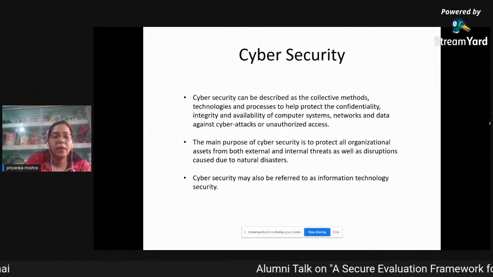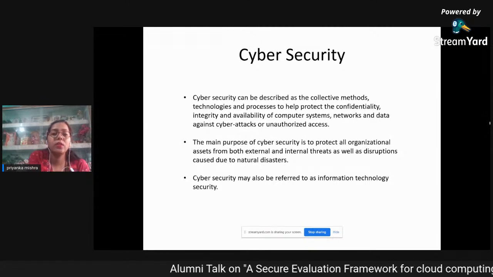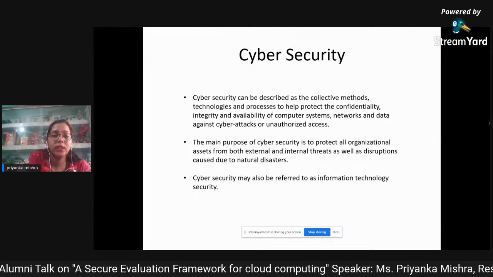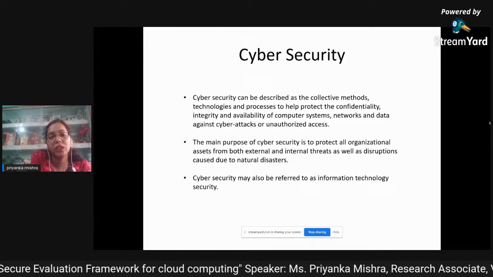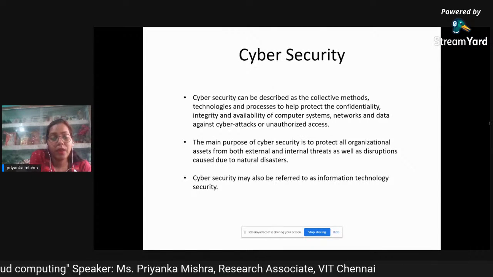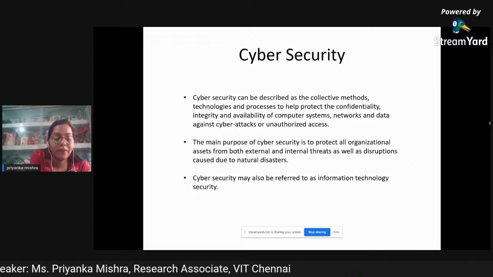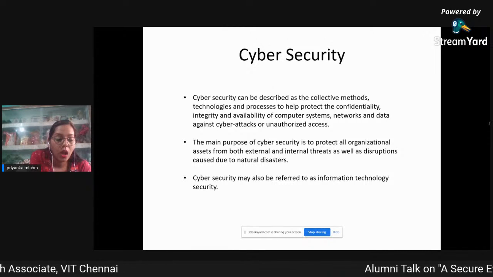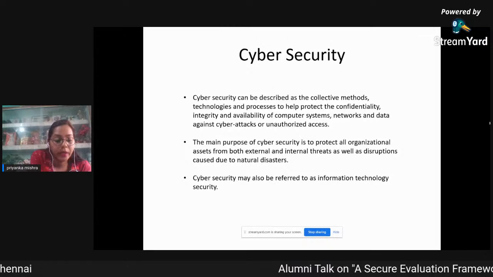Next, we'll come to cyber security. Before going to cyber security, we have to know that cyber security is a part of cloud security. It's essential for many users, and the data can be safer than on local servers, with more control over the data.